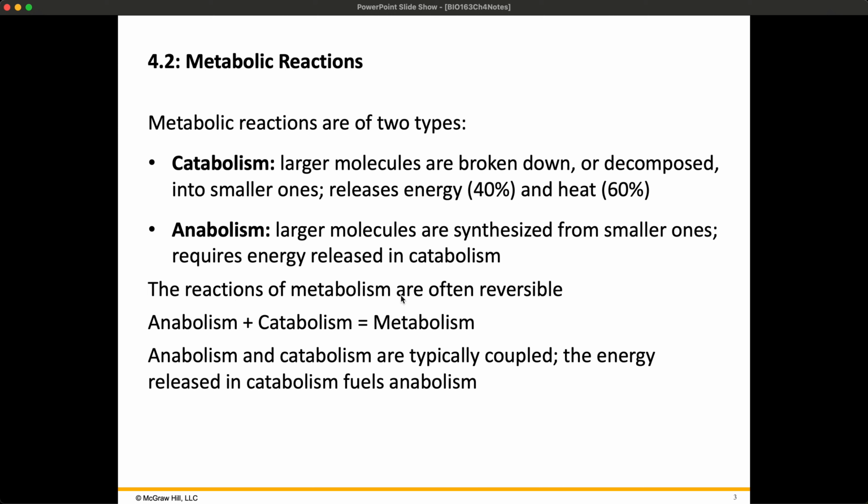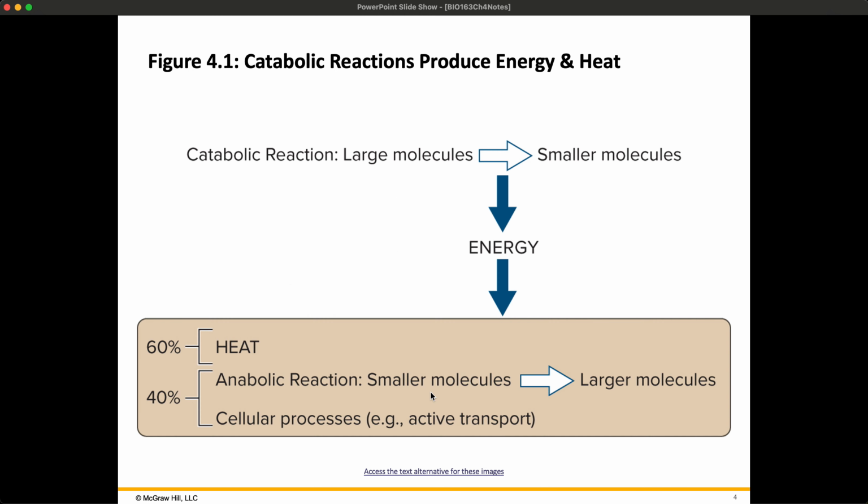A lot of times these are reversible. So while you make one molecule, like a larger protein, you can then break that protein down if you need to, and potentially recycle those molecules to form a new protein. This is a cycle of reactions that are occurring. Typically, like I said, they're coupled. The energy that you're releasing in catabolic reactions is then used in your anabolic reactions.